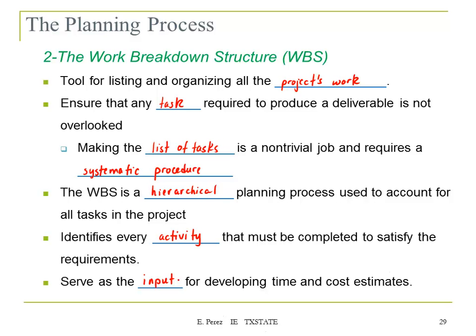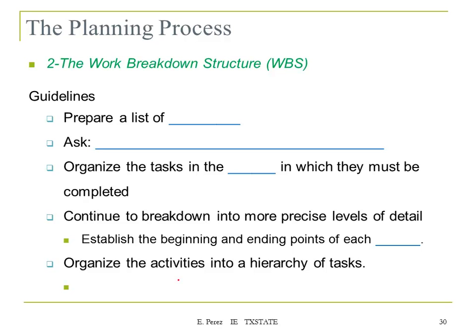And again, this is going to look kind of simple, but if you follow this systematic approach, you're going to make sure that you cover all the things that you need to do in order to achieve the goals of the project. So the guidelines to work on this work breakdown structure: first thing you need to do is prepare a list of activities.